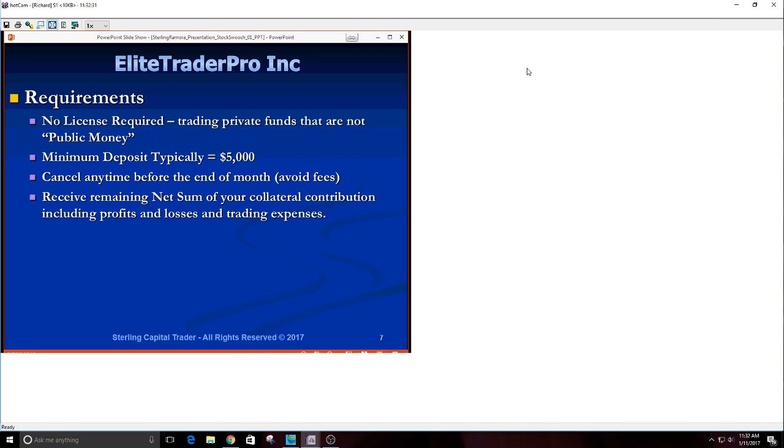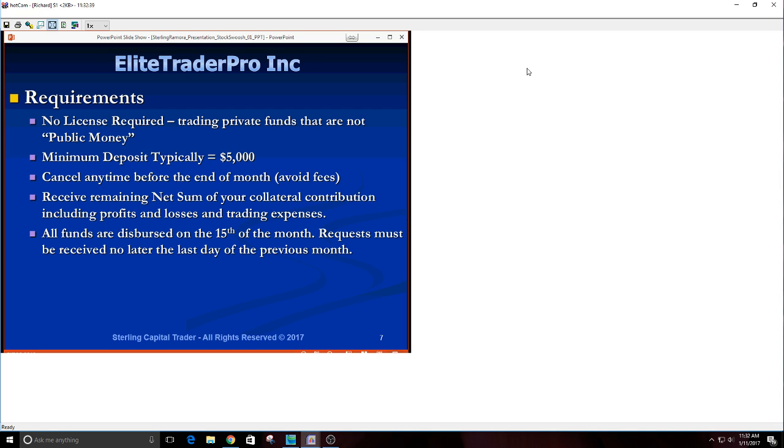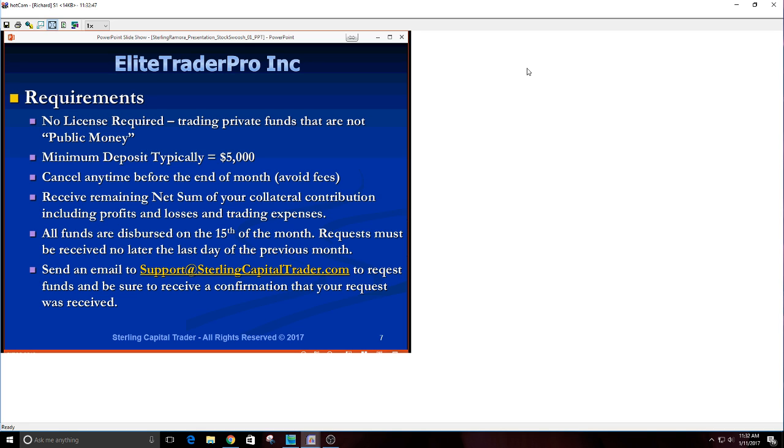We went over that if anyone wants to quit any time, you receive the remaining net sum of your collateral contribution, including any profits you have sitting there or any losses and trading expenses. We talked about all funds are dispersed on the 15th of the month. Requests must be made no later than the last day of the previous month.